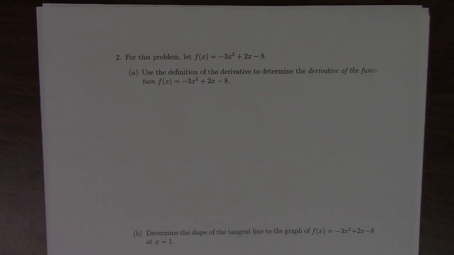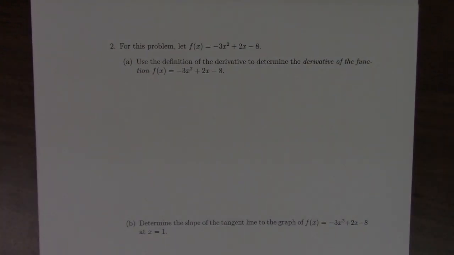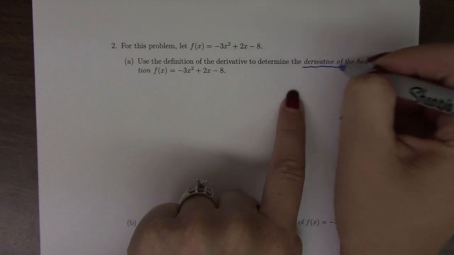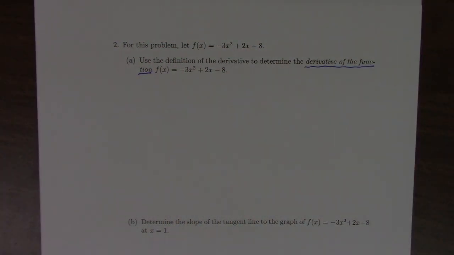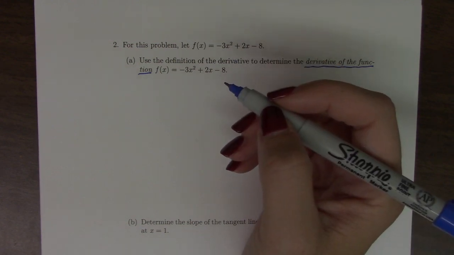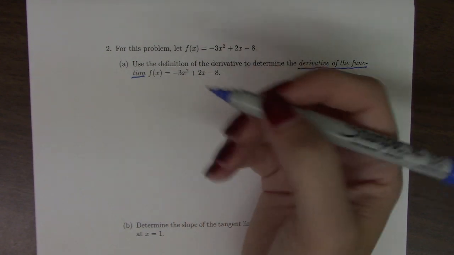All right, question 2 states, for this problem, let f of x be negative 3x squared plus 2x minus 8. And we want to use the definition of the derivative to determine the derivative of the function f of x. So now what we want to do here is find f prime of x. Just like we did in the last section, we can simplify the difference quotient and then take the limit at the end, so that we're not having to write limit a bunch of times.